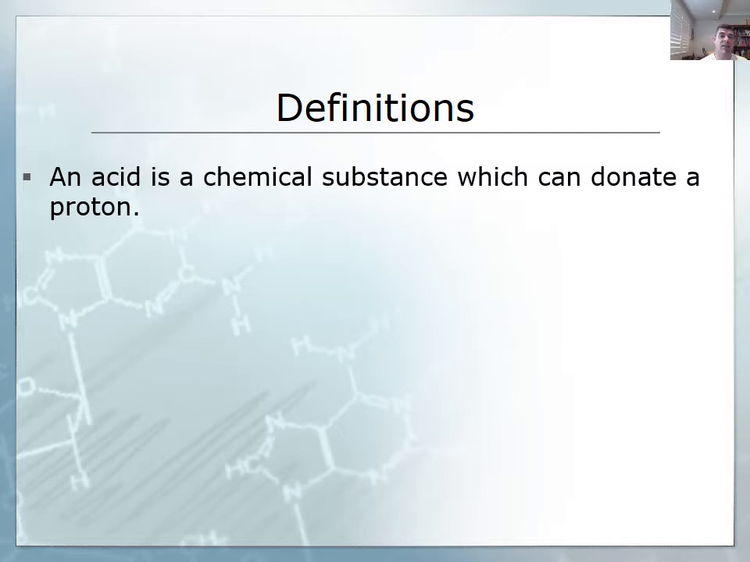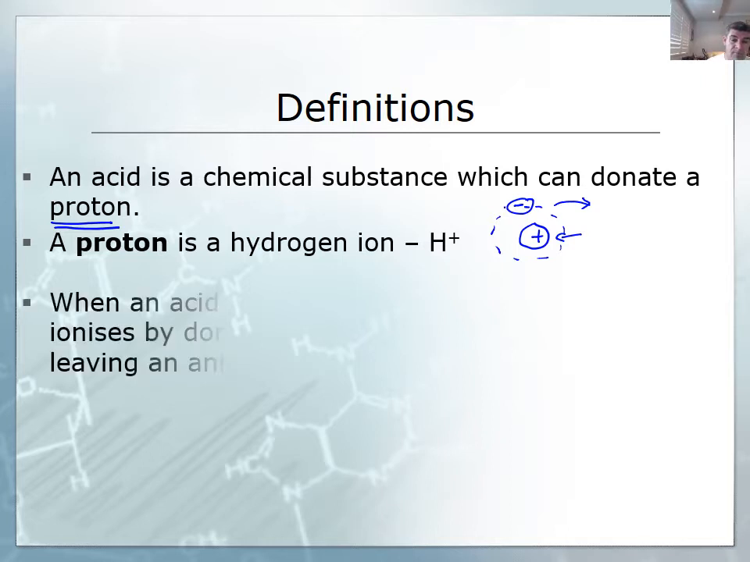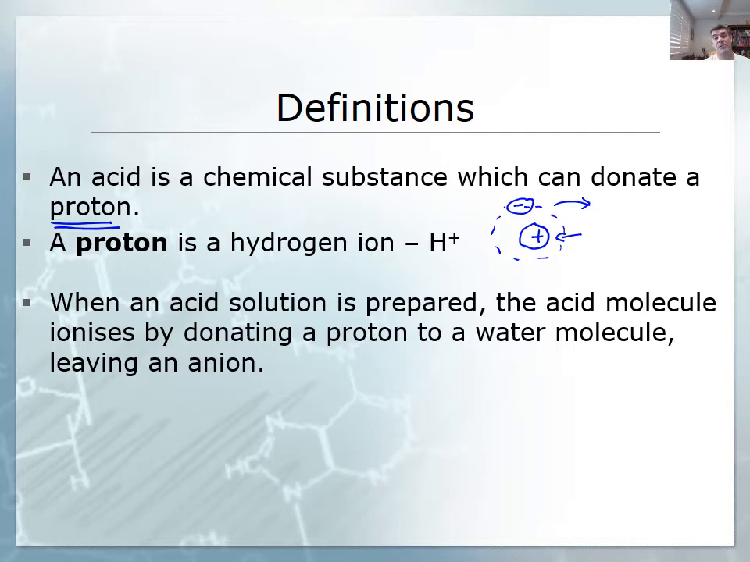Firstly, we're going to slightly start shifting our definition of acids now to being chemical substances which can donate a proton, and the reason for that is very simple. A proton is a hydrogen ion. So when the hydrogen atom with one proton in its nucleus and one electron around the outside becomes ionized, it loses that electron. So all that's left is a proton in the nucleus, and hence a hydrogen ion is the equivalent of a proton.